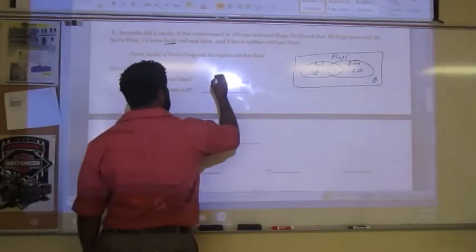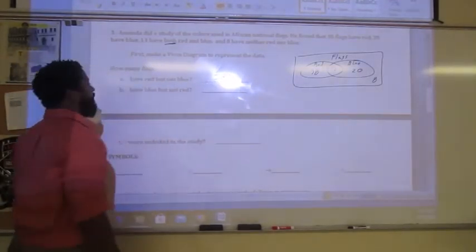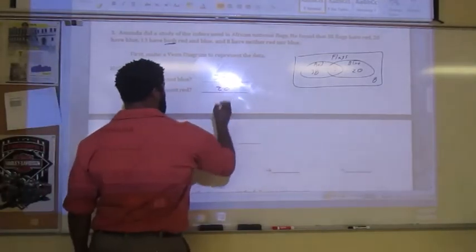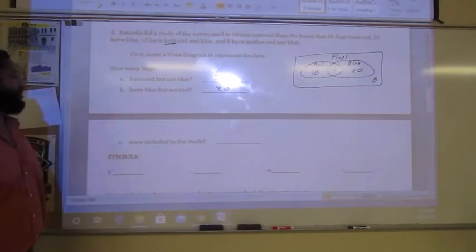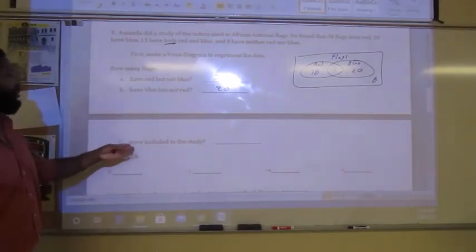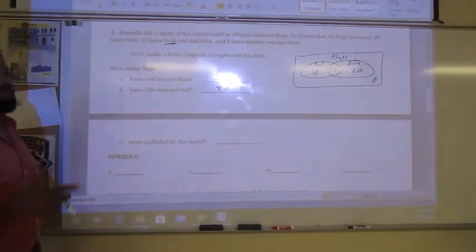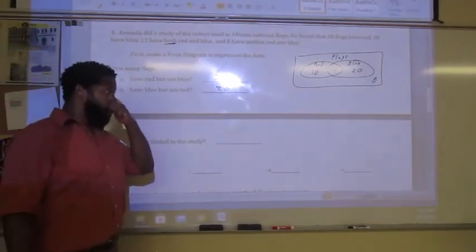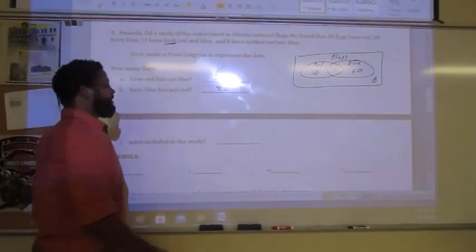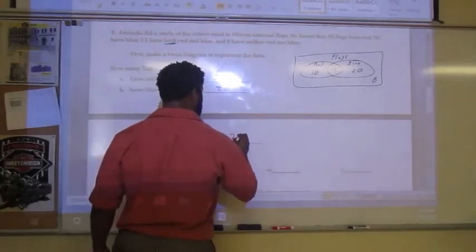38, obviously. How many have blue but not red? 20. And then on the back it's supposed to say, how many were included in the study? 79. Good so far?